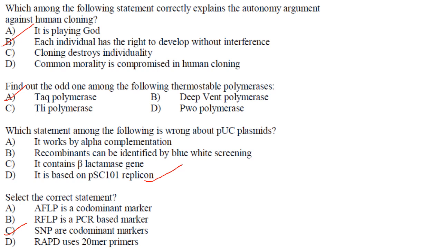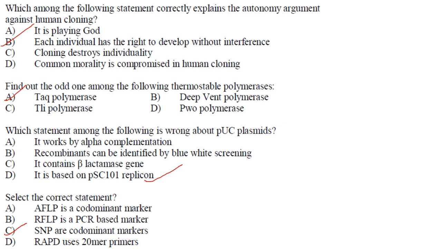Then next one. Which statement among the following is wrong about pUC plasmid? It works by alpha complementation. That's correct. Recombinants can be identified by blue-white screening. Yes, that is also correct. It contains beta-lactamase gene. That is also correct. It is based on pSC101 replicon. No. So option D is the answer.